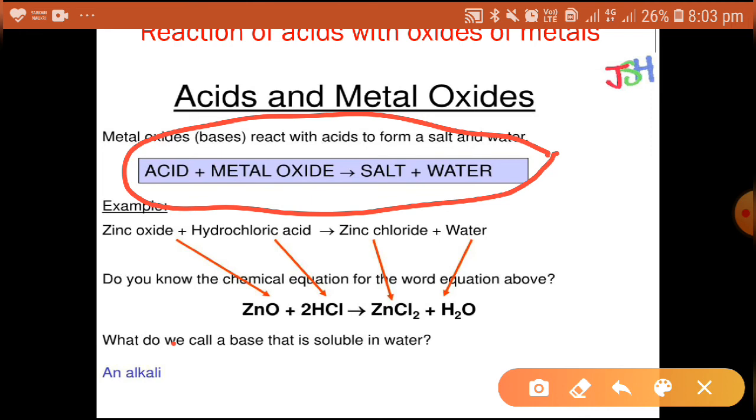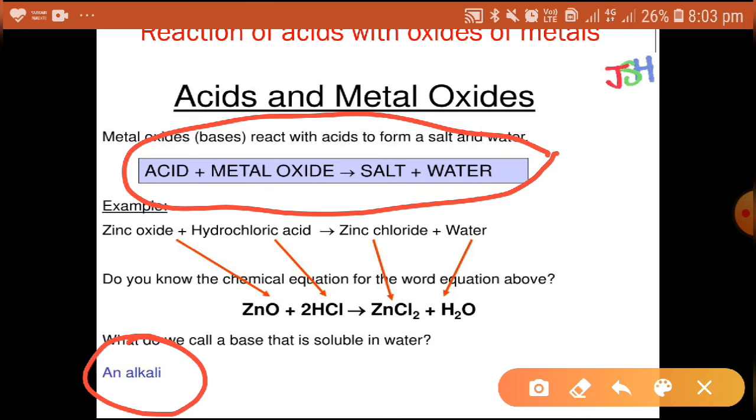Understood? It's very simple. Now what do you mean by alkali? Alkalis are the bases which are highly soluble in water. So most of the bases are not soluble in water. Only some bases are highly soluble in water, that are alkali, like sodium hydroxide, potassium hydroxide. So these bases are highly soluble in water, that's why they are alkali.